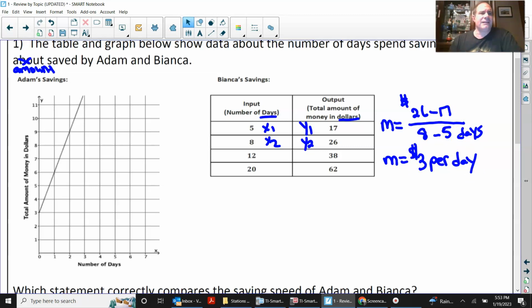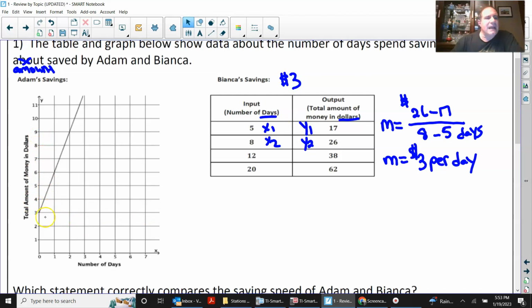If they ever ask you a question like how does the slope or rate relate to this question, you have to throw the same thing back at them that they're putting in the table here, right? You don't have to make it up. So Bianca saves $3 per day.